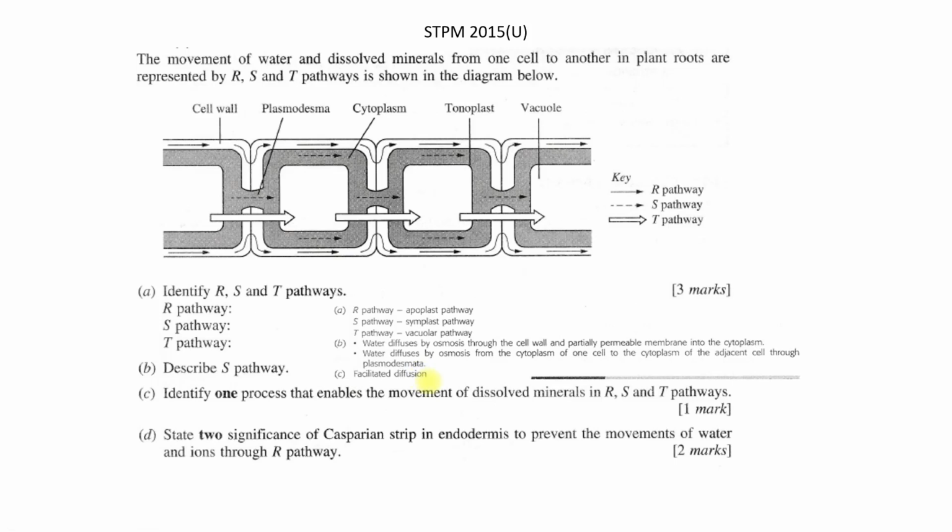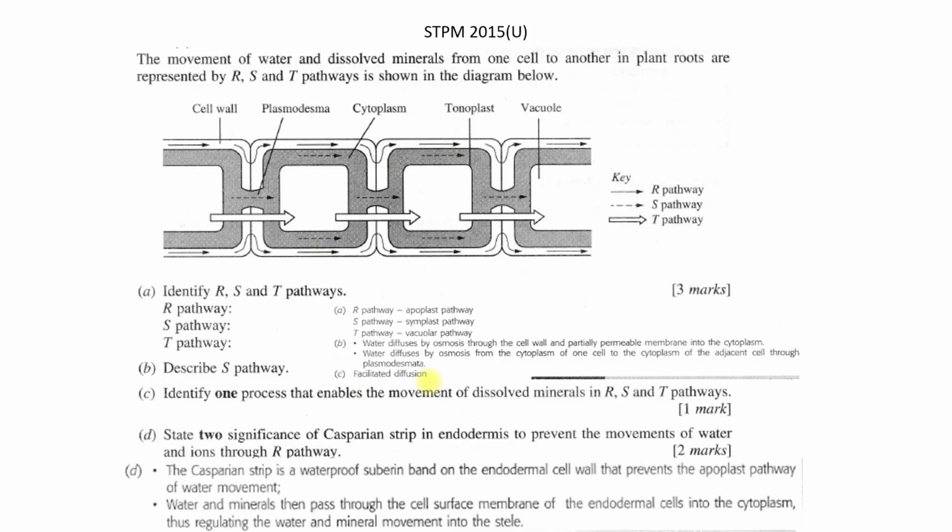Then state the significance, meaning importance, of the Casparian strip in the endodermis: to prevent the movement of water and ions through the R pathway, which is the apoplast pathway. The Casparian strip is a waterproof suberin band on the endodermal cell wall that blocks the apoplast pathway of water movement. Water and minerals then pass through the cell surface membrane of the endodermal cells into the cytoplasm, thus regulating the water and mineral movement into the stele. You can follow either the answer from here or the ones in the notes module.